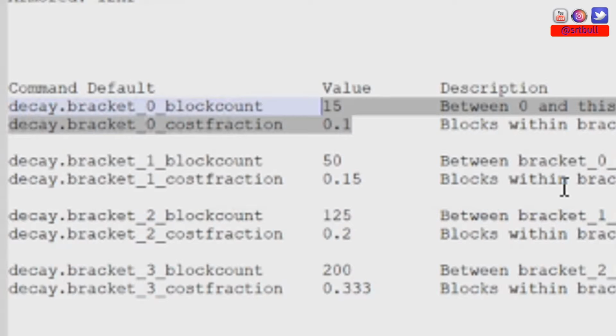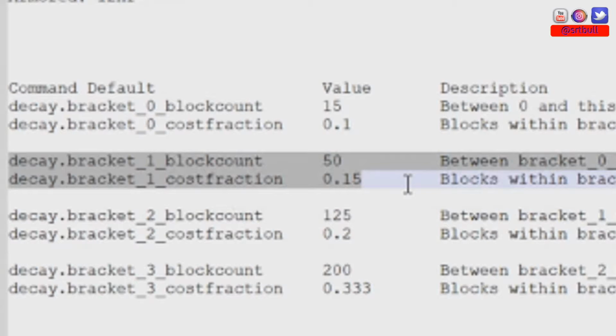And of course, the bigger you build your base, the higher the bracket you're going to end up in, which means the more percentage of resources you have to provide your TC in order to keep it maintained. So the second default bracket is 50 blocks. A base that is between 15 and 50 blocks is going to cost you 15% of your base materials in upkeep for every upkeep period. And so on and so forth. The next bracket is 51 to 125 blocks, and the next one above that is 126 to 200 blocks.